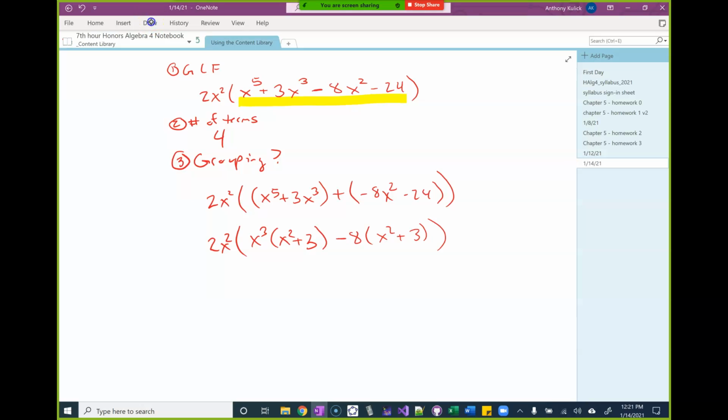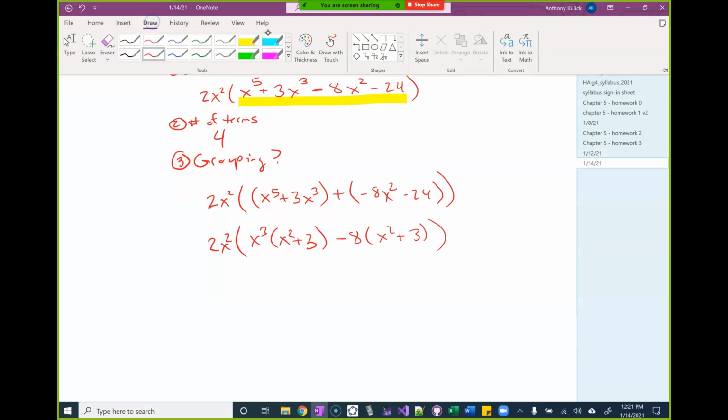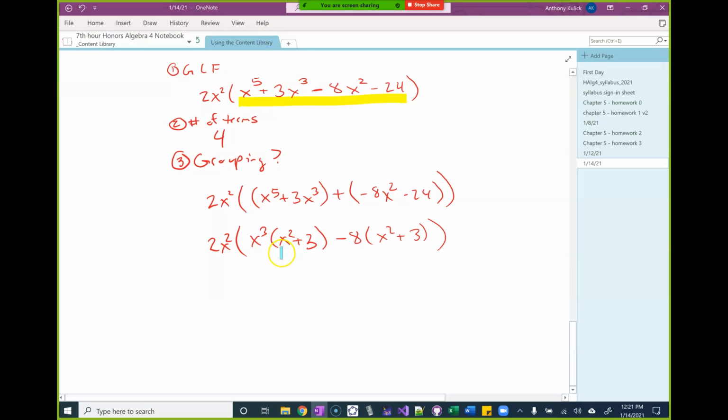Okay. Now to check to see if it can actually be factored by grouping, those 2 pieces have to be identical, which they are, right? We have x squared plus 3 in each of them. So we can continue factoring this by grouping. So we still have that 2x squared out front. That leaves us with x cubed minus 8.